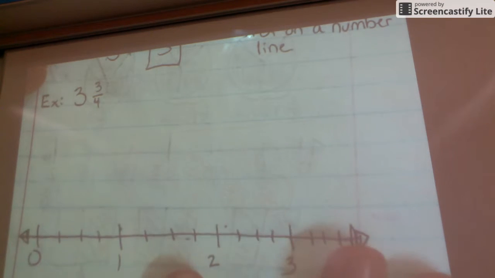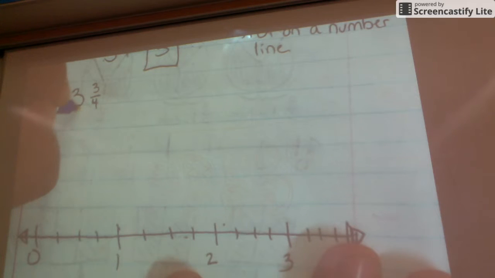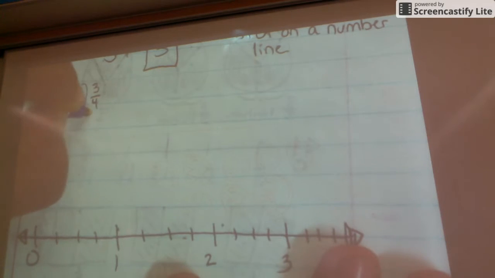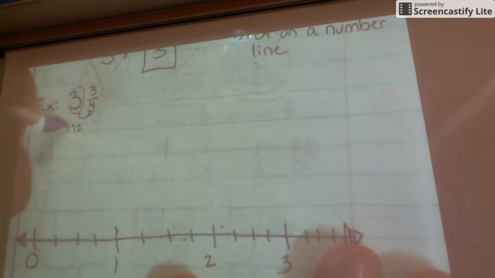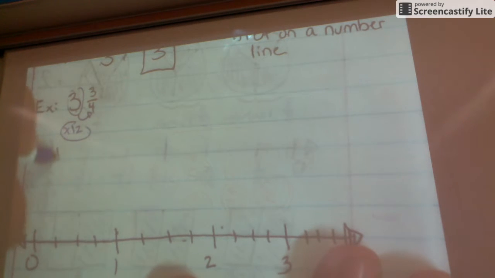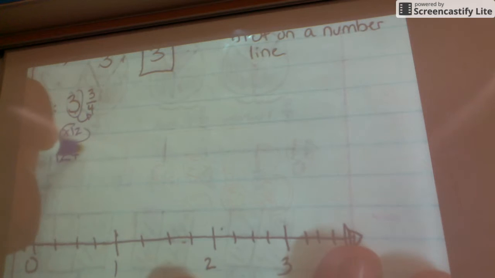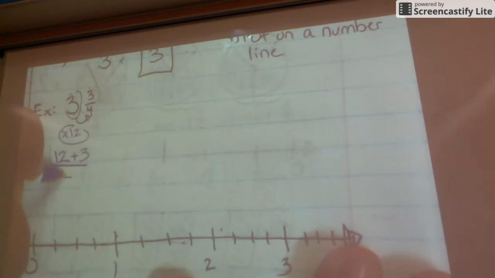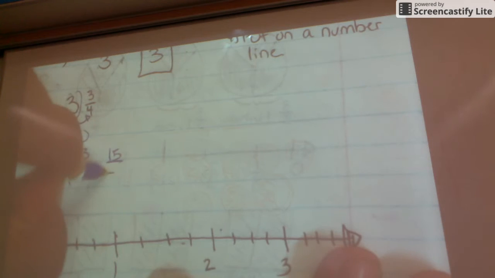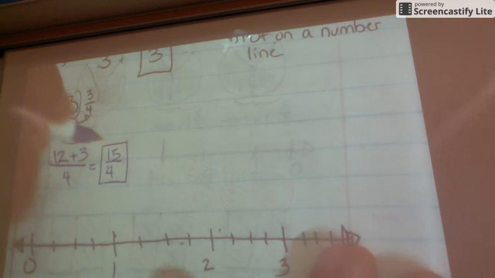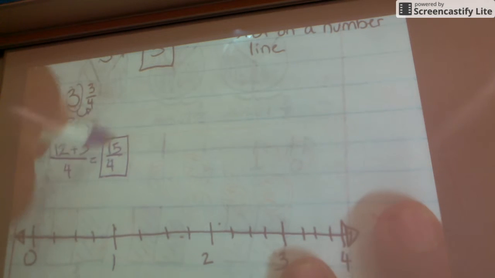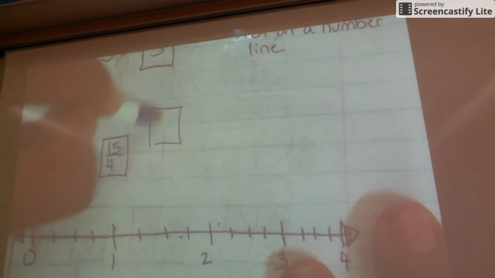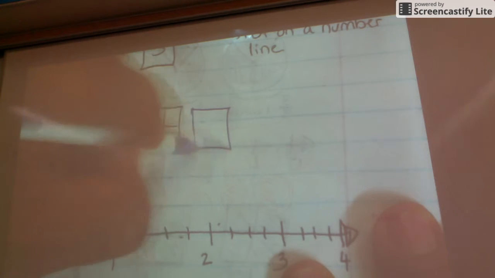Okay? So if I follow my steps, I am going to multiply the whole number with the denominator. 3 times 4 is 12. Then I'm going to add this to the numerator, which is 3. Okay, so 12 plus 3 is 15 out of 4. If I draw a picture, this should look like I should have 15 pieces and each one is cut into 4 pieces.